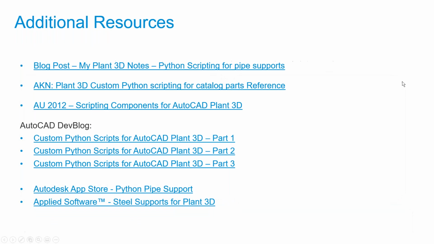And then we also want to link over to the resources around Python scripting, because there have been AU classes in the past. For example, the AutoCAD Dev blog has a 3-part series on creating Python scripts for Plant 3D. In general, these are just references we wanted to include if you want to get into something like that. At the very bottom here, we've got links to the Autodesk App Store, where there is a Python pipe support pack that you can purchase, which will give you some additional supports. If you want to check that out, I can bring that up here very quickly.